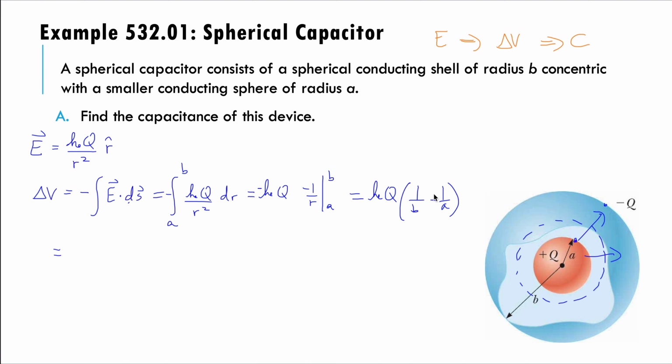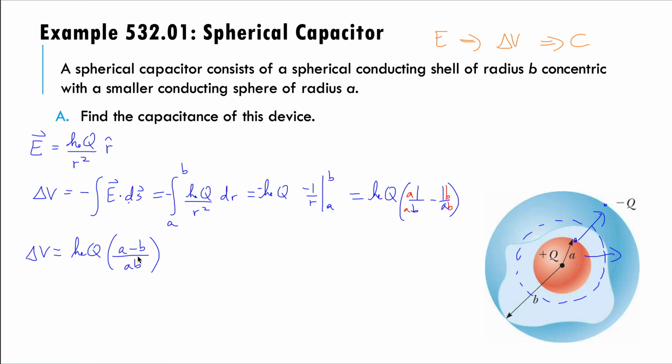If we have a common denominator of a times b, then we multiply this side by a, and this side by b, and we can see that we get (a minus b) over ab. The reason we're doing this is because we're going to find capacitance, so we need to divide by this potential difference, so it's easier if it's written like this as a fraction.